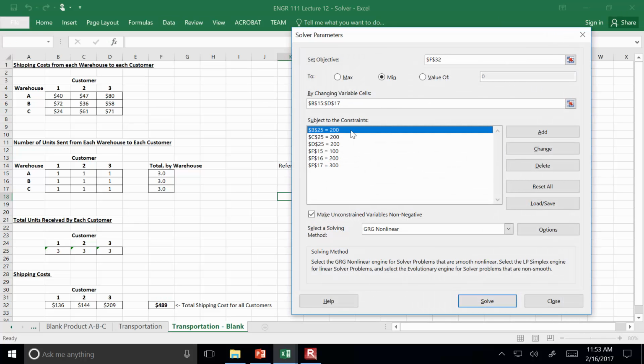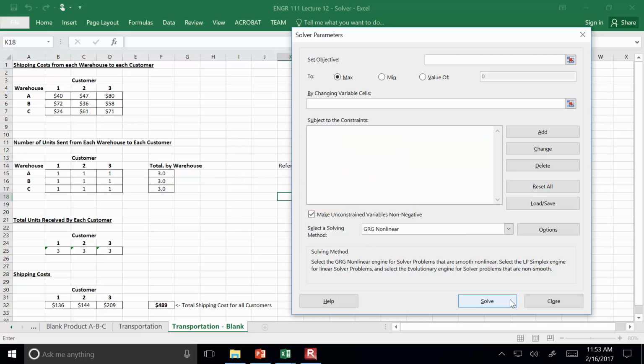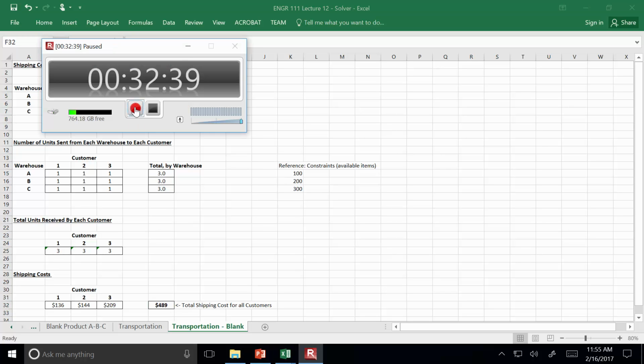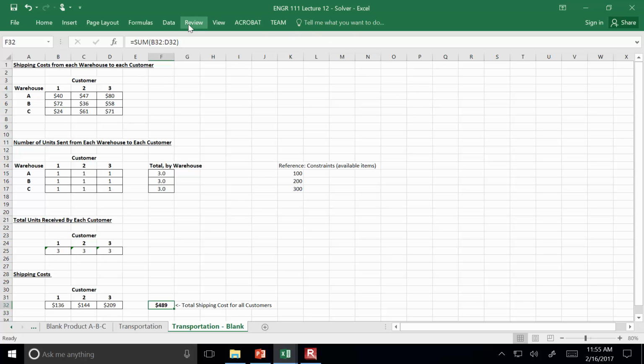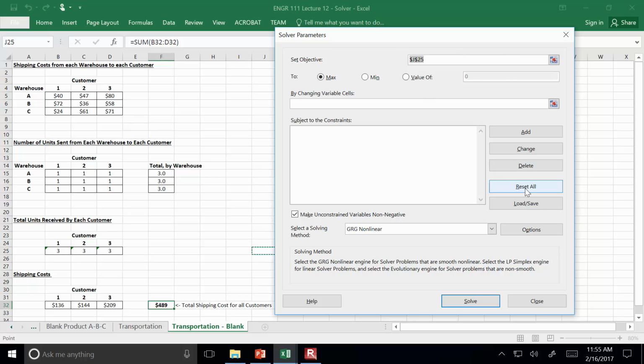So I'm going to delete all these. And you need to set up the constraints so that we minimize the costs, that each customer is getting the 200 units that they want, and that you're not sending any more from each warehouse than actually are available. So when you first turn on Solver, be sure that you reset what it already has. Here in Solver, do the reset all to have the previous constraints blanked out.